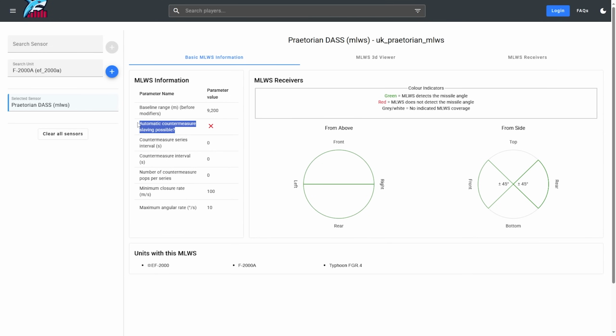I don't know why there's an X there, but it doesn't matter. At the end of the day, it has a range, it has a minimum closure rate, it has a maximum angular rate, so depending on the missile, it will ignore. So in general, it will detect any missile coming from all directions, 360 degrees, but look at this, not at all angles. Above you and below you, it's blind.